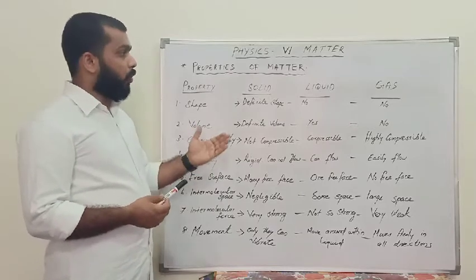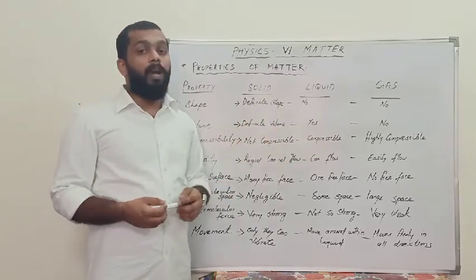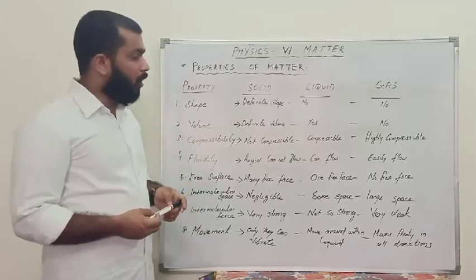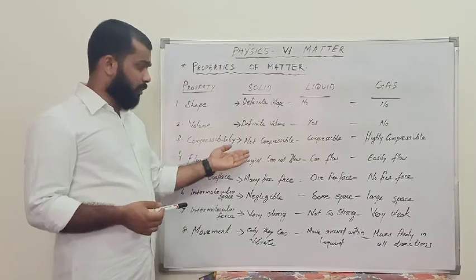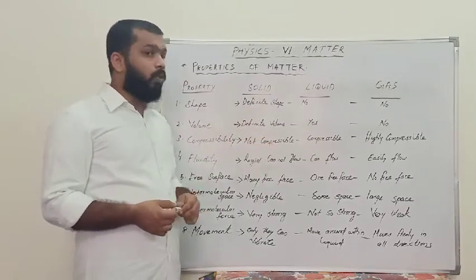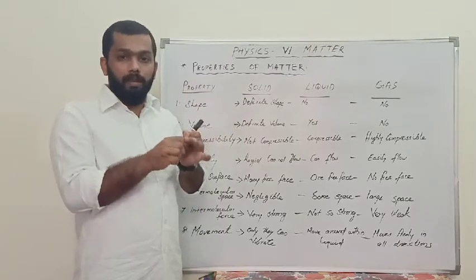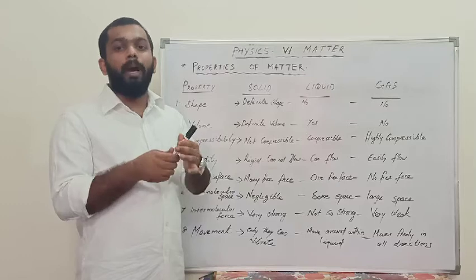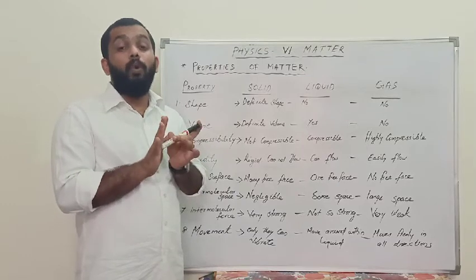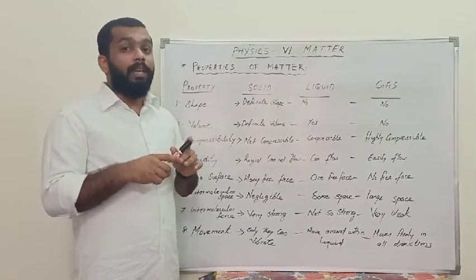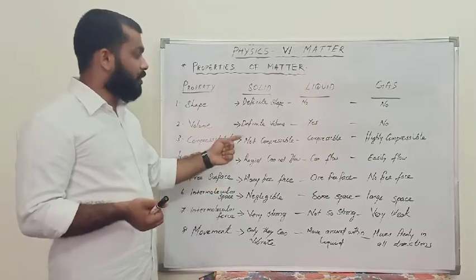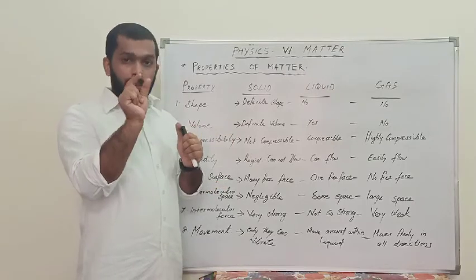The third property is compressibility. Whether the solid, liquid or gaseous form can be compressed or not. For example, solids are not compressible. See, I am holding a marker in my hand. I am applying some force, but I am not able to compress it. Why are solids not able to compress? Since they do not have space between the molecules.